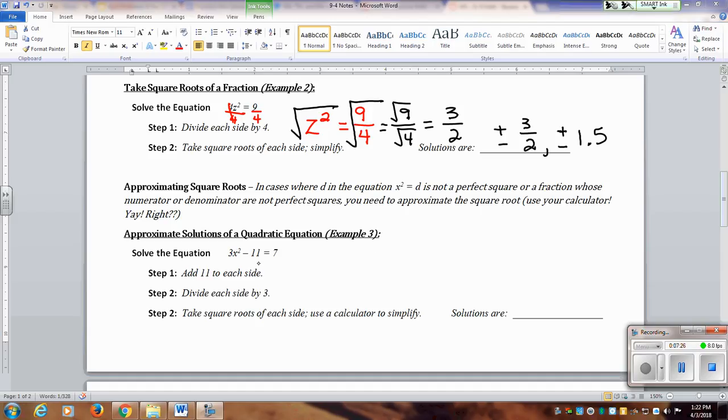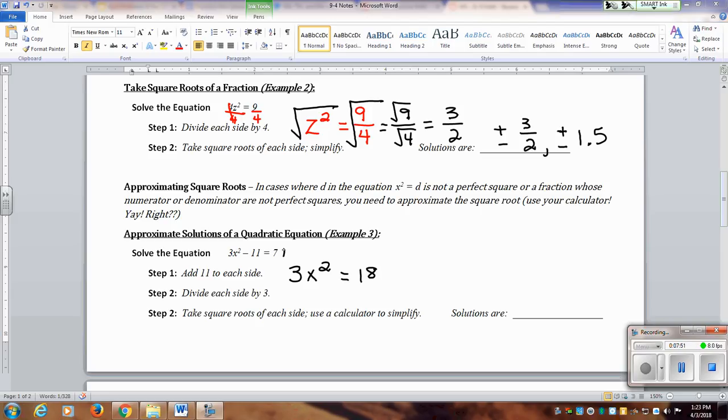So to get x squared by itself, notice the only thing I have is x squared. I don't have an x. I just have an x squared and a constant. So instead of trying to graph, we're just going to keep it easy. We're going to solve for x squared, get it by itself. So the first thing I do is add 11 to each side. So when I add 11 to each side, that leaves me with 3x squared equals 18.